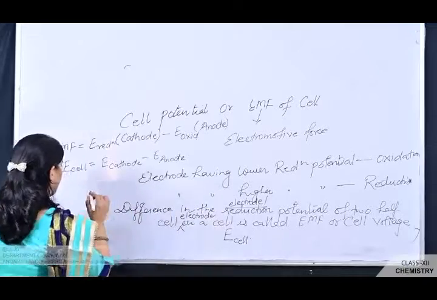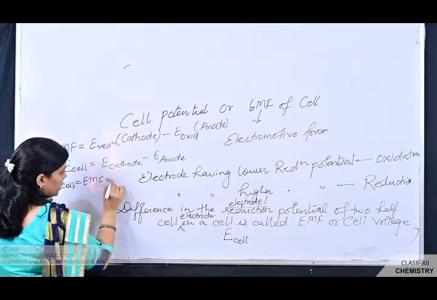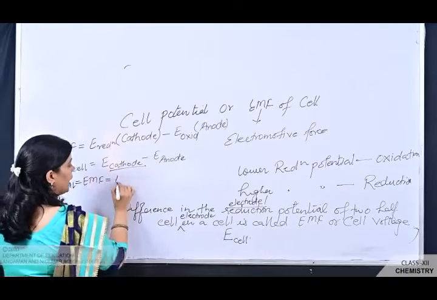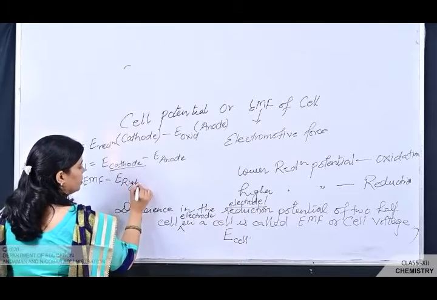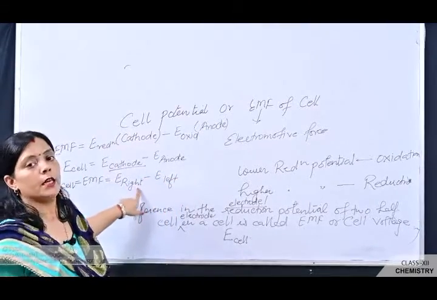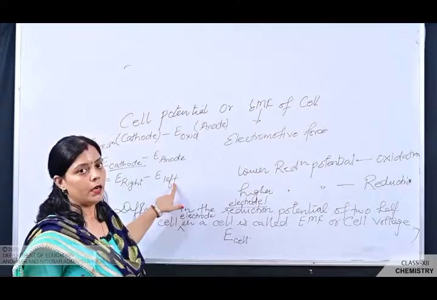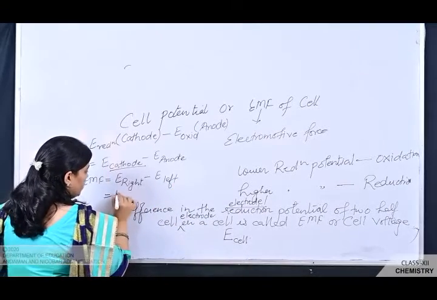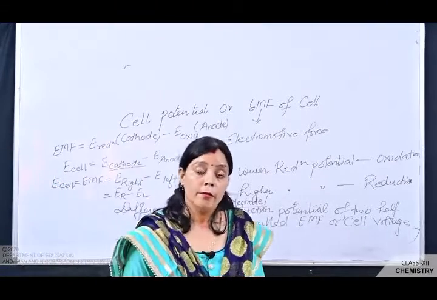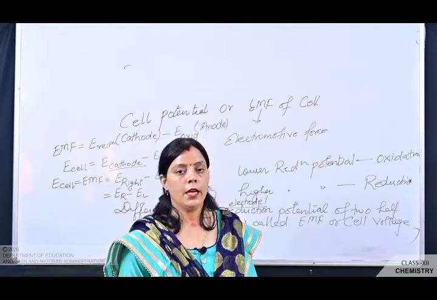So the EMF can also be written as E cell, or EMF, equals E cathode. The cathode is present on the right hand side, so it is E right minus E left. That is, the electrode potential of the half cell on the right hand side minus the electrode potential of the half cell on the left hand side. In simple form, E R minus E L. In this way we can mathematically express the electrode potential or electromotive force of the electrochemical cell.